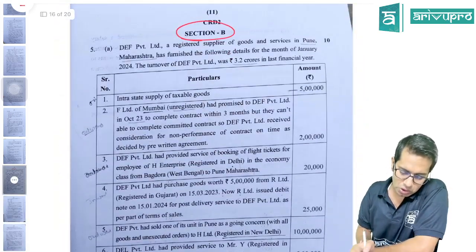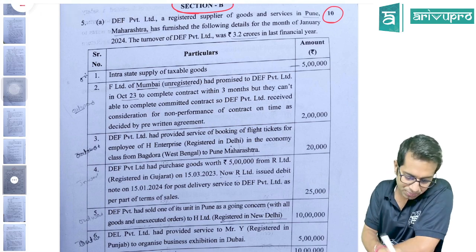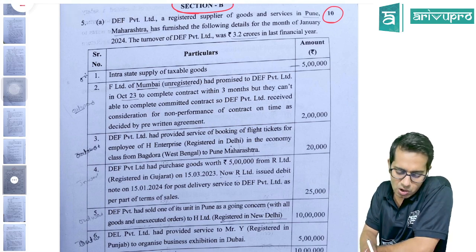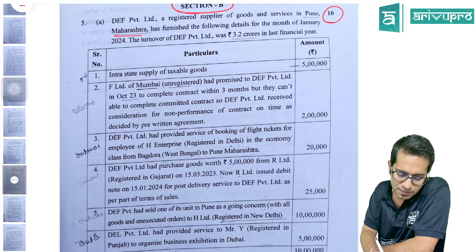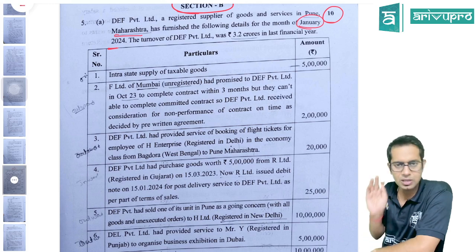Okay. So the first question is for 10 marks, a fantastic question. Obviously GST questions will normally be easy. D Limited is a registered supplier of goods and services in Pune, Maharashtra. He has furnished the following details for the month of January 2024. Okay, for the month of January he has given.